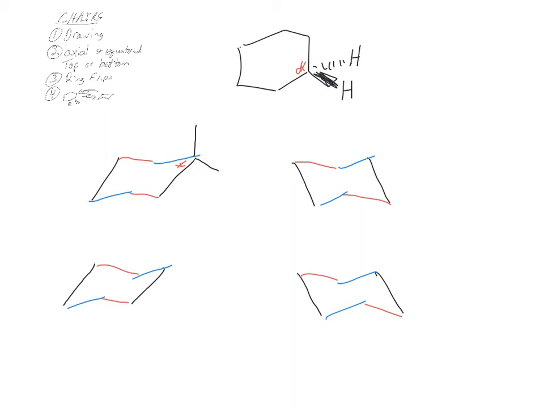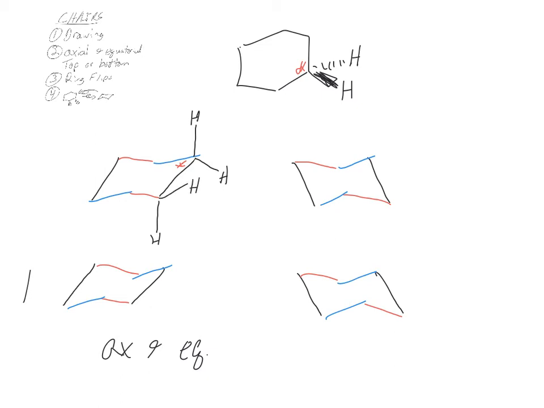Every carbon has axial and equatorial positions. But axial can be either up or down, and equatorial can be either up or down, depending on which carbon you're on. So in this one, axial H is up and equatorial H is down. On the next carbon over, axial is now down. As you go from one carbon to the next, what was axial up has to be axial down on the carbon next to it, and the equatorial position is going to be up.